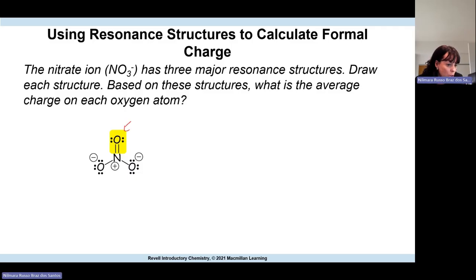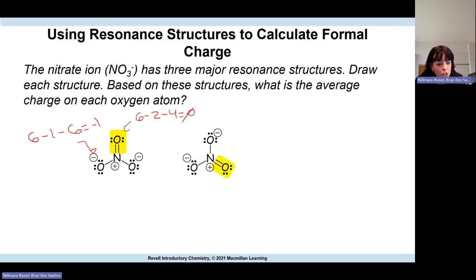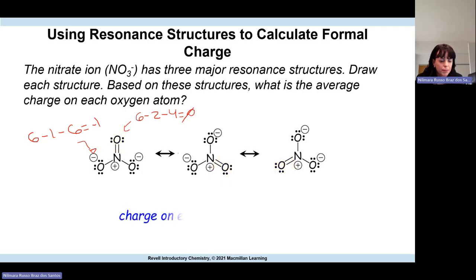So you already know how to calculate the formal charge. We have 6 minus 2 minus 4 is 0, right? And that one is carrying the double bond. And this one that is not carrying the double bond is 6 minus 1 minus 6, so -1. And it will be the same for this one. So see, the charge is moving around. Now this is 0, now this is 0. Good?